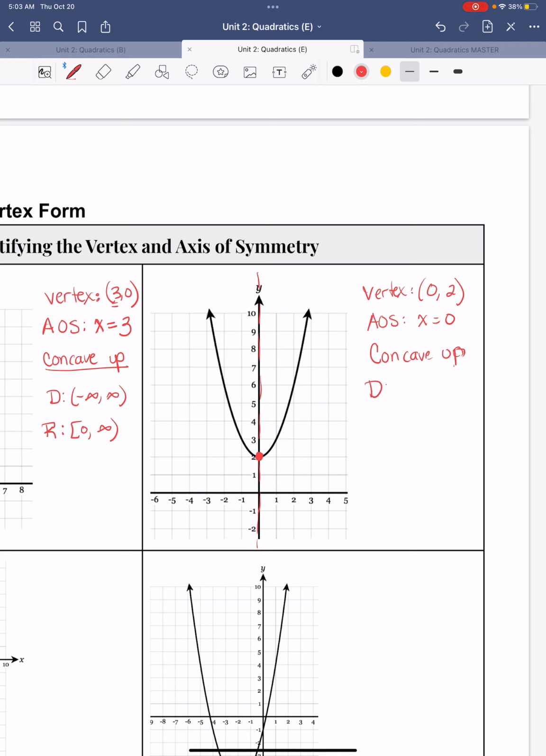My domain is all real numbers, because that's what it's always going to be for my parabolas. And my range, notice that my y values are starting at 2, and then I'm going to positive infinity. So 2 to infinity.